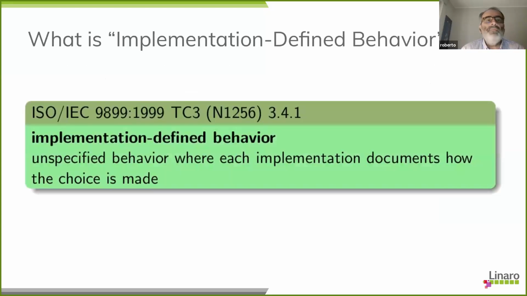Another class of not completely defined behavior is called implementation defined behavior. It's like unspecified behavior, but this time the implementation has to document how the choice is made, and so the implementation has to be consistent with the choice being made. There are many implementation-defined behaviors. In C11 and C18, there are 119 of those, and some of them are known to everybody. Everybody knows that there are C implementations where int is 16 bits, and there are other implementations where int is 32 bits.